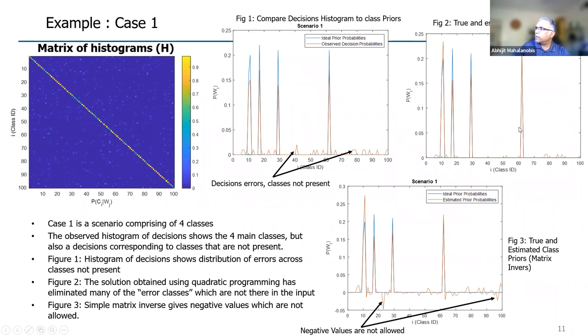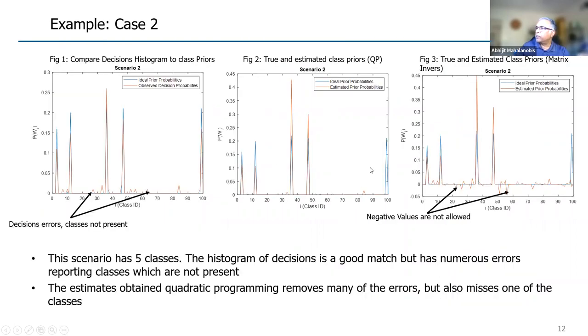This case one shows that this is a 100 class classifier. We're testing with four classes. It predicts those four classes and we can clean up the errors very well. But in this particular iteration of it, and we have tried with many different combinations, it can easily miss a class completely, which is there quite a bit. The naive method, of course, gets that class, but that is to be expected because many decisions were made in favor of that class.